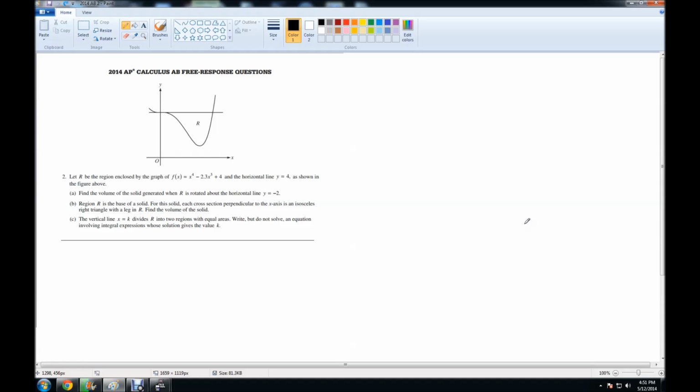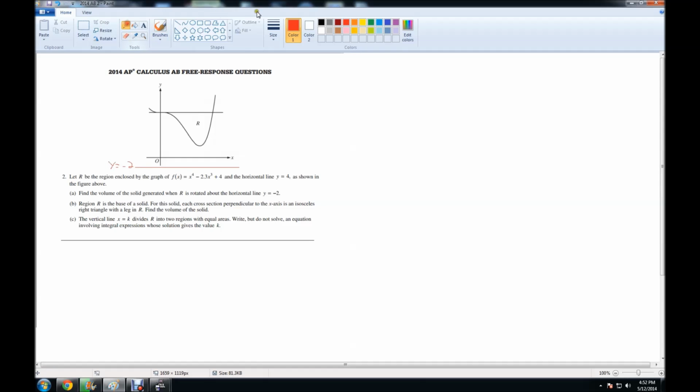Find the volume of the solid generated when R is rotated about the horizontal line y equals -2. So let's make a line y equals -2 right about over here. And if I can get it straight, there we go. Let's call this y equals -2.